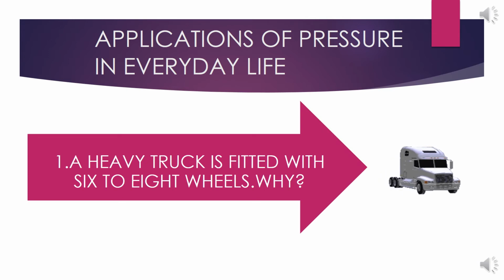The first application of pressure in everyday life is a heavy truck is fitted with 6 to 8 wheels. Why so? Think about it, students. Yes, you can. Great. Yes. A heavy truck is fitted with 6 to 8 wheels because these wheels increase the area of contact on which their weight acts and hence reduce their pressure on the ground. Okay?